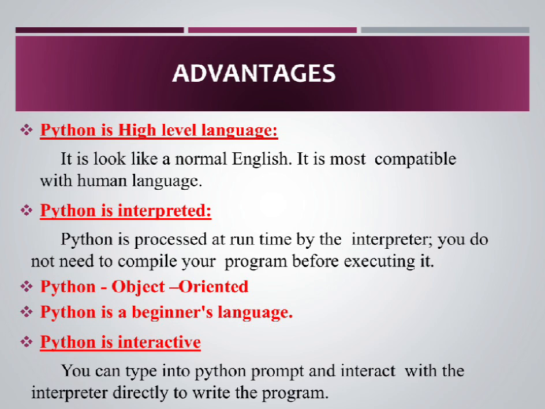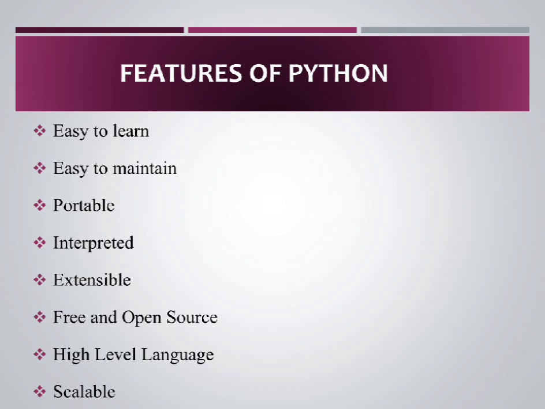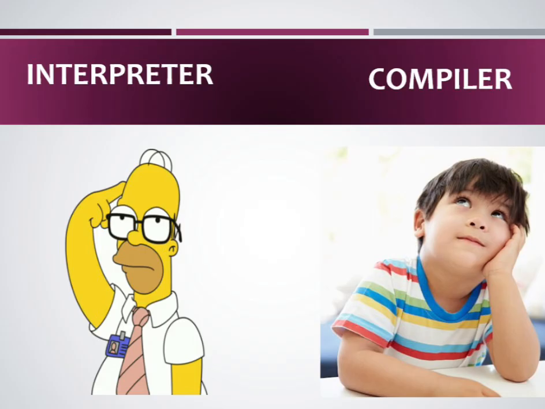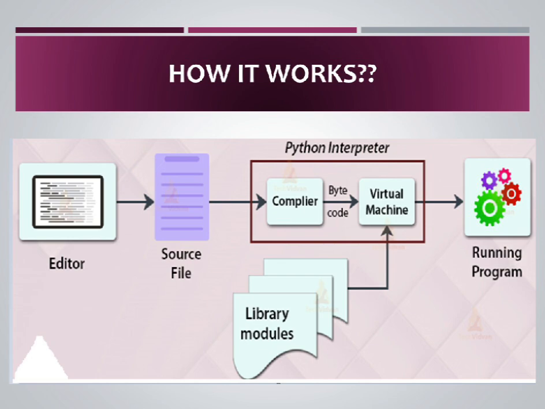Python is interactive. You can type into the Python prompt and interact with the interpreter directly to write a program, so that makes it very easy. Coming to the features of Python, it's very easy to learn, easy to maintain, portable, interpreted, extensible, and free and open source, so we can use it. It is a high level language, as I already discussed, very near to the human language we speak, and scalable.